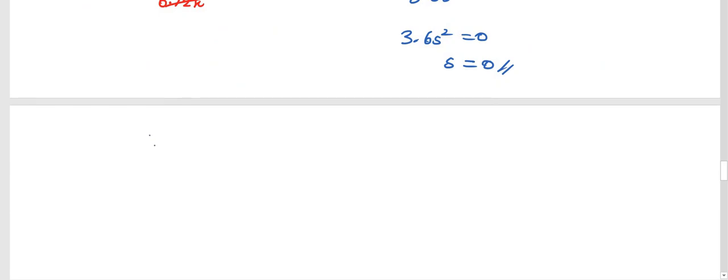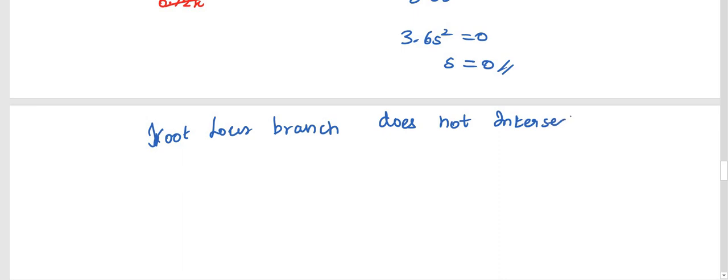From this we know the root locus branch does not intersect with the imaginary axis. And next, I am going to plot the root locus. Root locus plot.